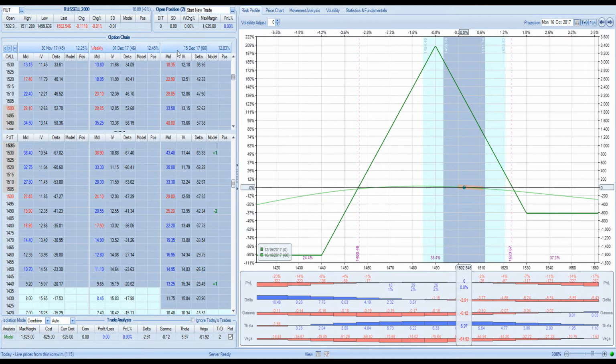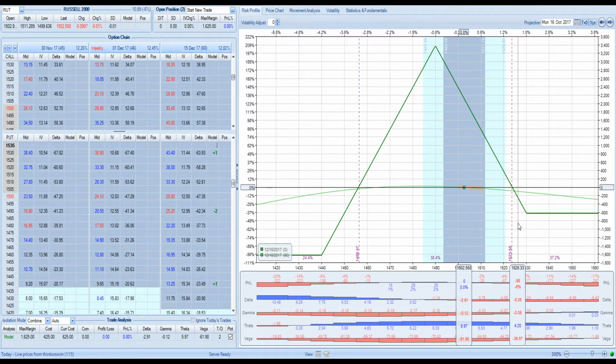EIP normally has a 50-point wing on the downside and a 30-point wing on the upside. In this case, I am using a 50-point wing on the downside and a 40-point wing on the upside. I'm going to center this butterfly about 10 points below where Russell is currently trading, right at 1490. So I'm selling 1490 puts, I am buying a 1440, and I'm buying a 1530.